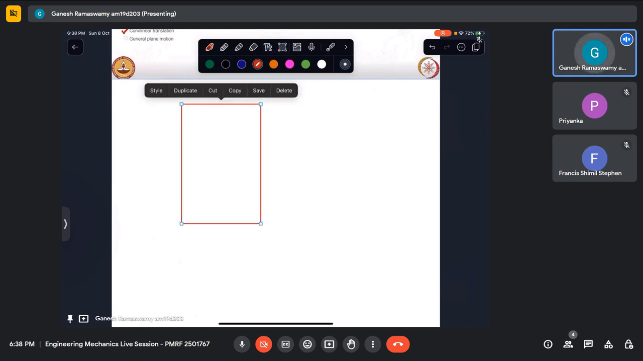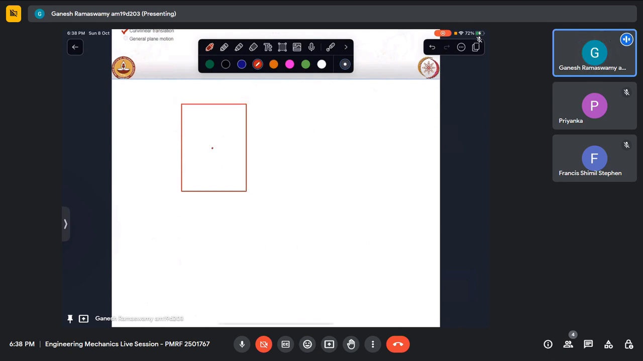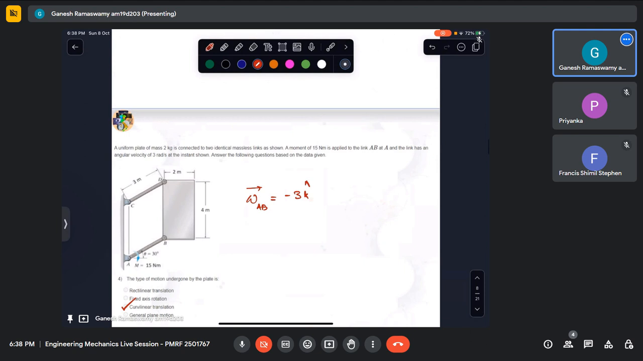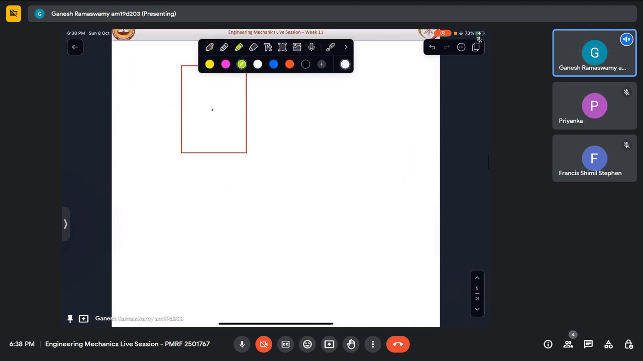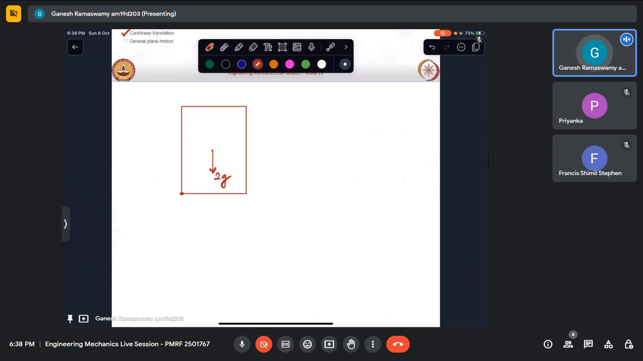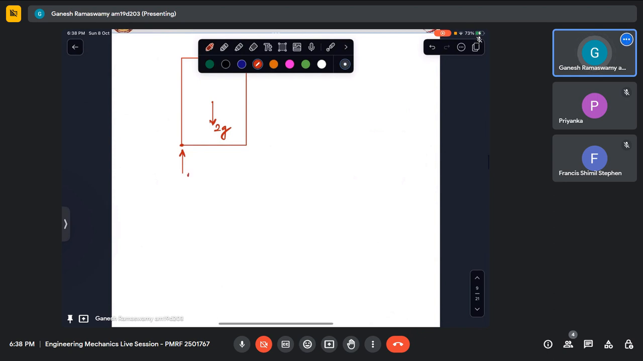Let this be my plate. Now I know that this has some weight mg. I have been given that this is 2 kg, so I have my weight, 2g. And then I have the pin's reaction. There will be some reaction by the pin. Call it By. Let me call this Bx.